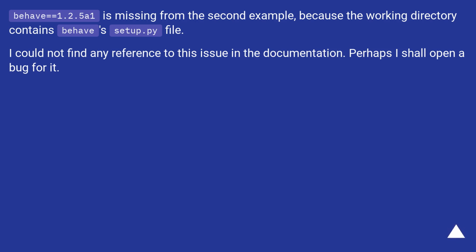1.2.5a1 is missing from the second example, because the working directory contains the behave setup.py file. I could not find any reference to this issue in the documentation. Perhaps I shall open a bug for it.